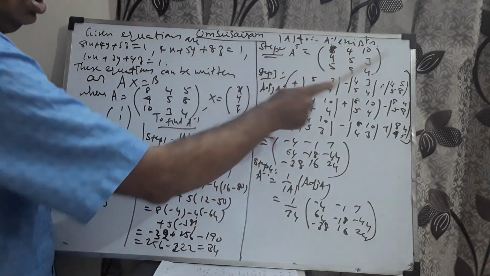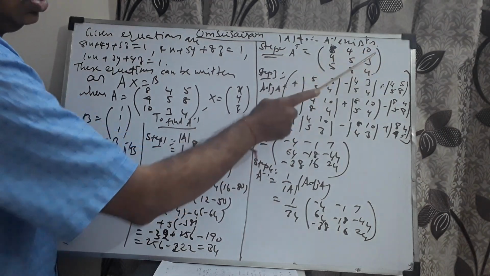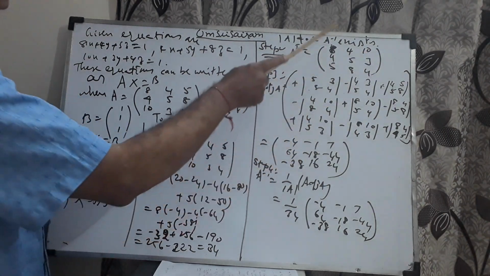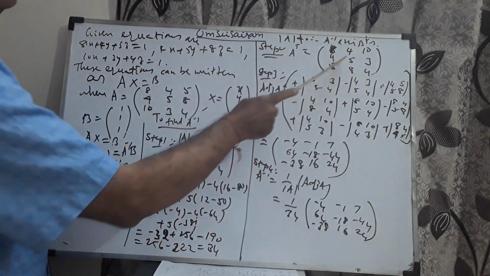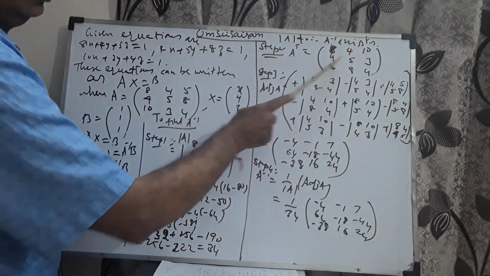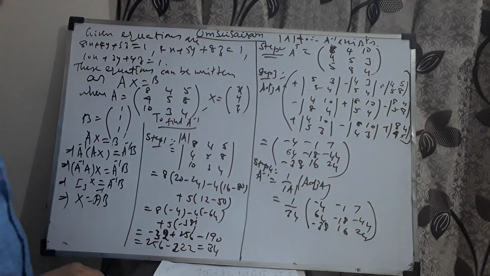Remove row and column 8, 10, 5, 4. Remove row and column 8, 4, 5, 8. Remove row and column 4, 10, 5, 3. Remove row and column 8, 10, 4, 3. Remove row and column 8, 4, 4, 5.